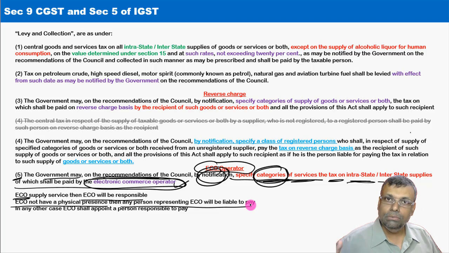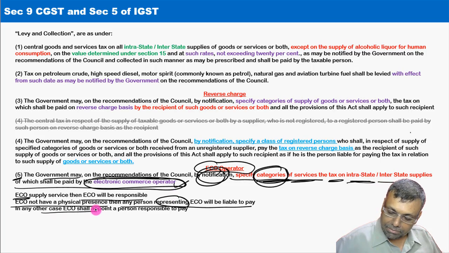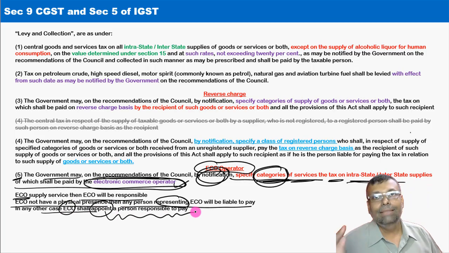So if the eco-operator is normally operating in India, the eco-operator will pay. If it does not have a physical presence, then the person who is representing the eco-operator will have to pay the taxes to the government. And in any other case, that means if there is nobody who is representing, then the eco-operator shall appoint a person, okay, and that person will be responsible. Basically, in simple English, we call it an agent.